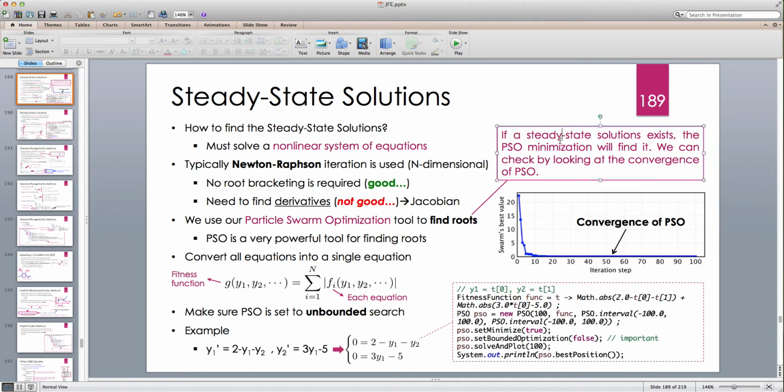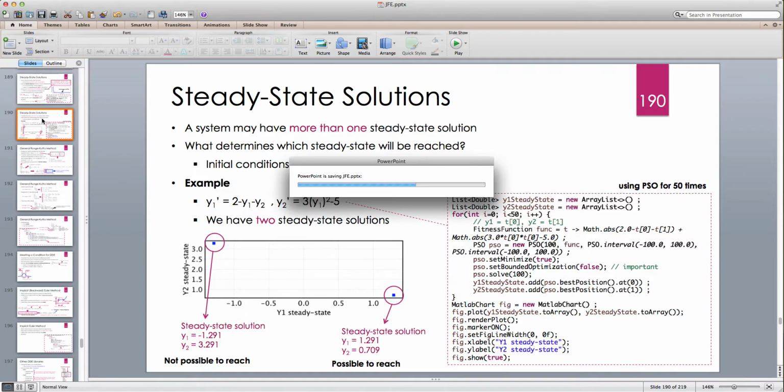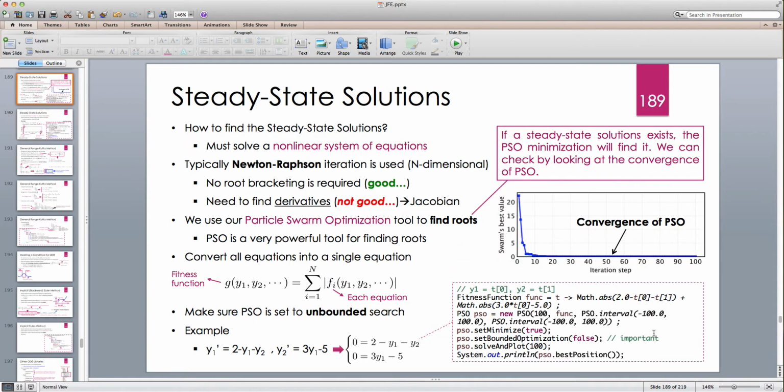Before going to the next slide, I'm going to reiterate that if a steady state solution exists, the PSO minimization will find it, and we can clearly see whether or not it exists if we see a nice convergence in the fitness function and it goes to 0. We can check by looking at the convergence of PSO and whether or not the value of the fitness function does in fact go to 0, right? It has to go to 0. So let's head to Eclipse and try to run this code.